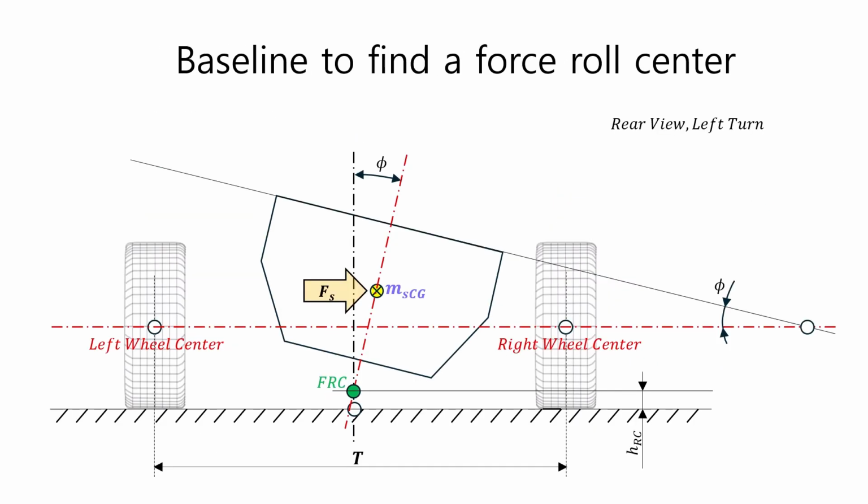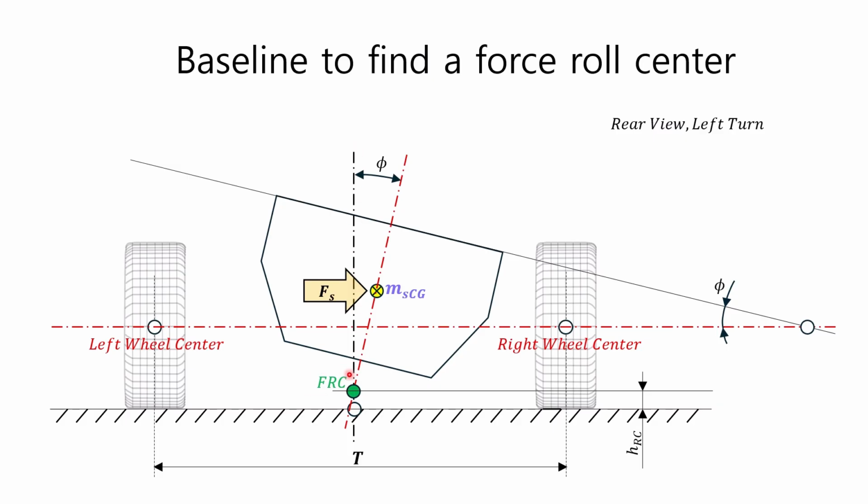When a large lateral force is applied to the suspension, the arrangement of the links changes and deformation due to compliance occurs. Therefore, a reference line is needed to find the force roll center. The roll angle represents the inclination of the sprung mass with respect to the line connecting the left and right wheel centers. The straight line and the transverse section connecting the left and right wheel centers and the central longitudinal section are the references for finding the force roll center.